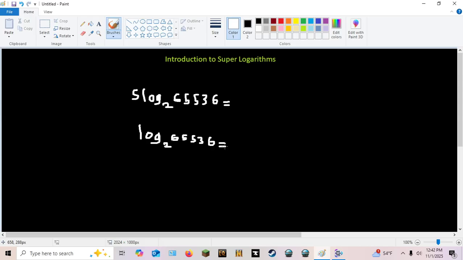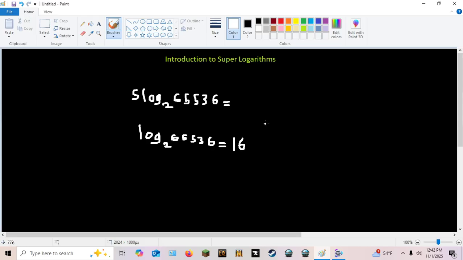Okay, so let's go do log. Where's the log base? Never mind. Log base 2 of 65,536 equals 16.